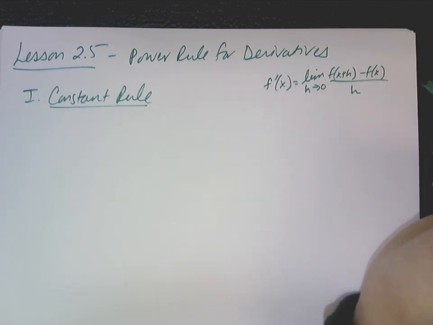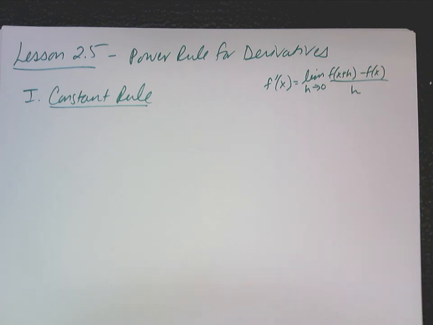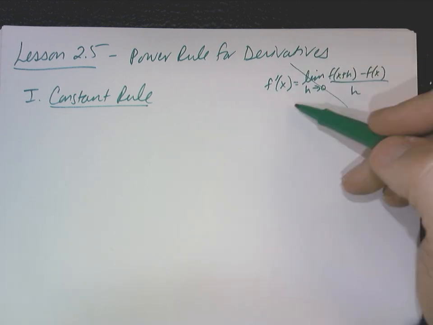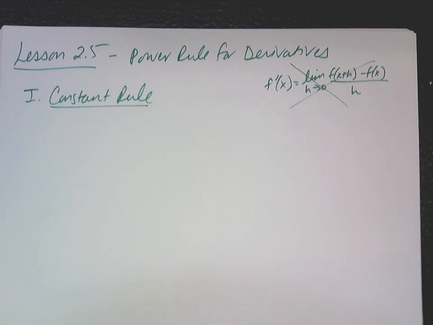You'd have to plug x plus h in to x, simplify it out, and it's fine, but when you get something like x to the 5th, can you imagine plugging in x plus h to the 5th power and trying, yeah, no. No, we don't want to do that. We want a trick. Here's the trick.